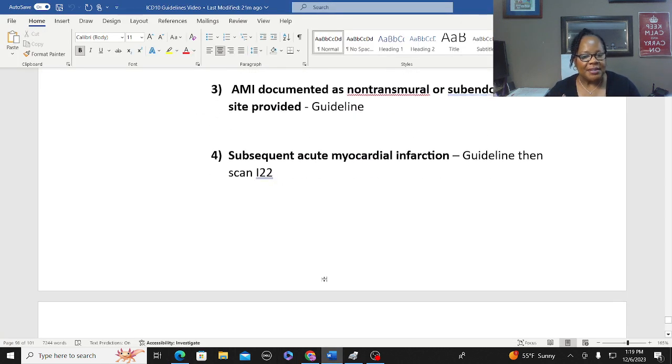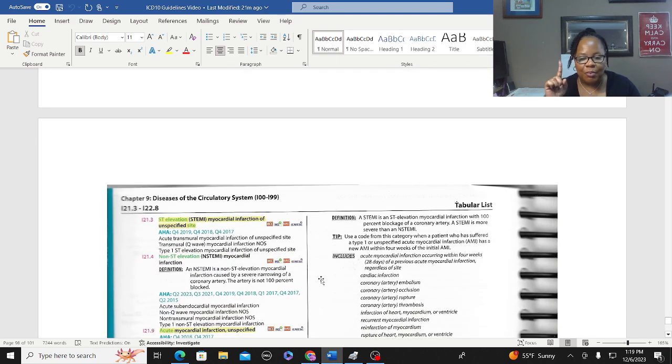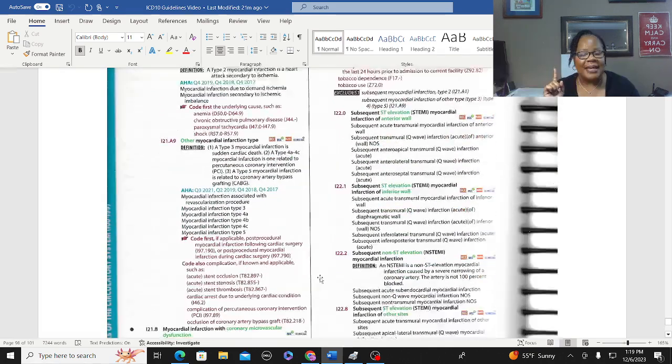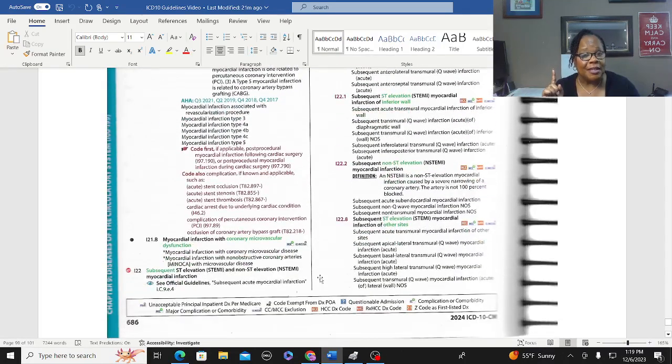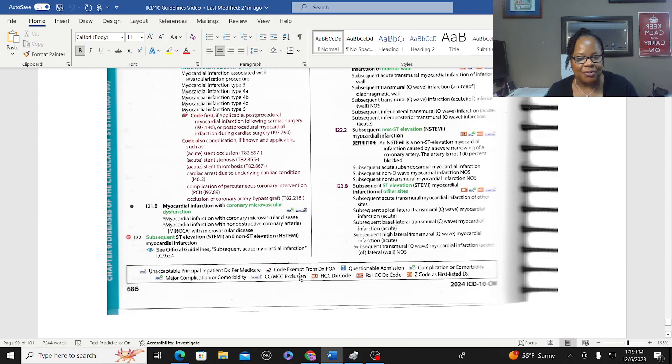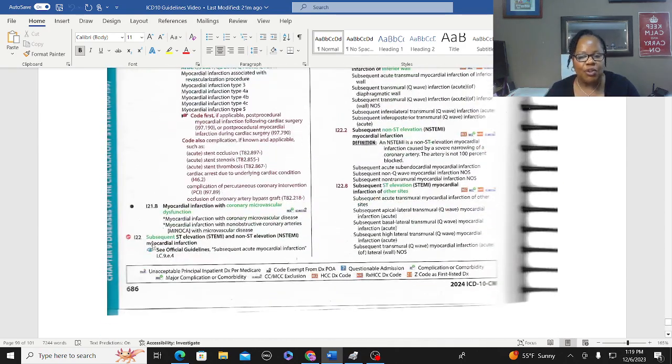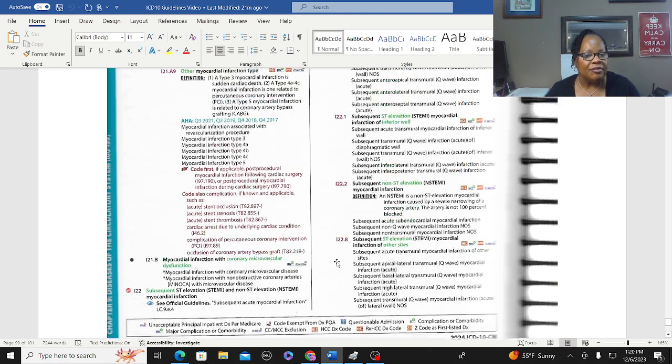What I love about this is your books. My number one saying, my students will tell you, Codemaster Coach's number one saying is love your code book and it will love you back with the right answer. So this is a copy of the tabular list. I went to I22 and look, it tells you I22, subsequent acute myocardial infarction.